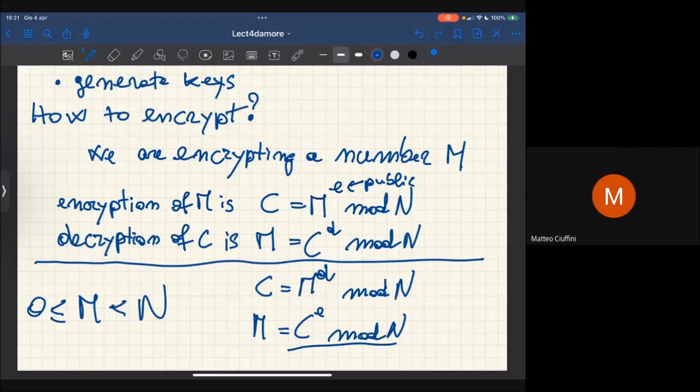So we are just assuming that we want to encrypt a number. The question is how to encrypt a text.